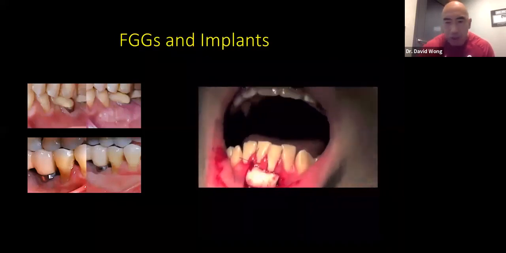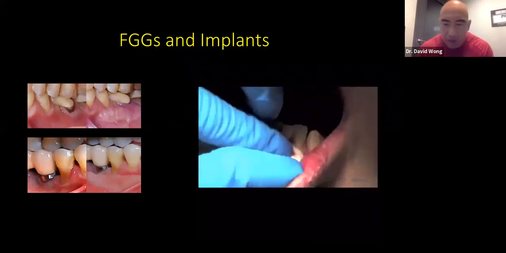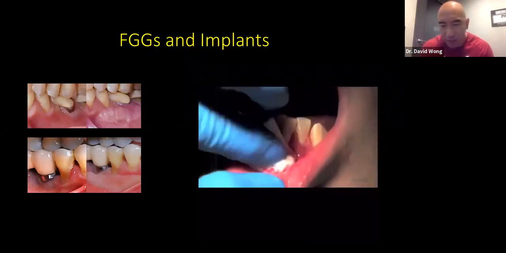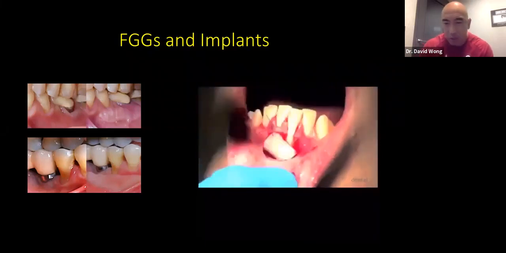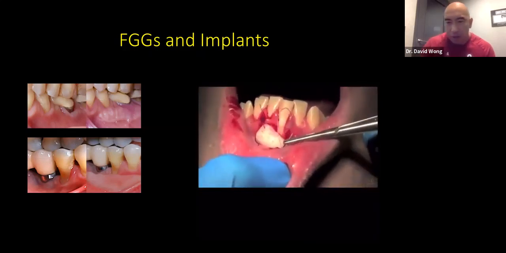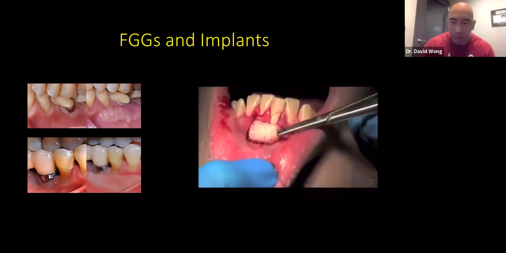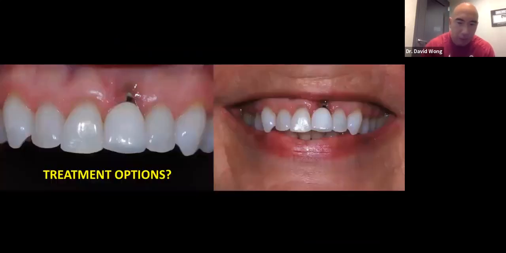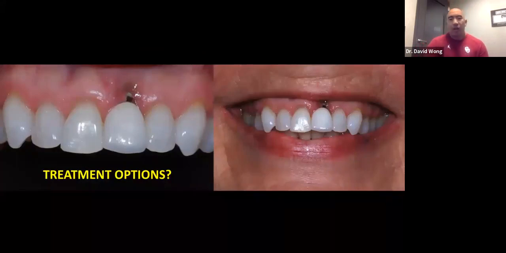But free gingival grafts are very, very safe and not very technique sensitive. They have a very, very high success rate, hardly ever fail. So anyway, if you don't know how to do a free gingival graft, you should definitely add that one to your repertoire. Okay, let's talk about top teeth.